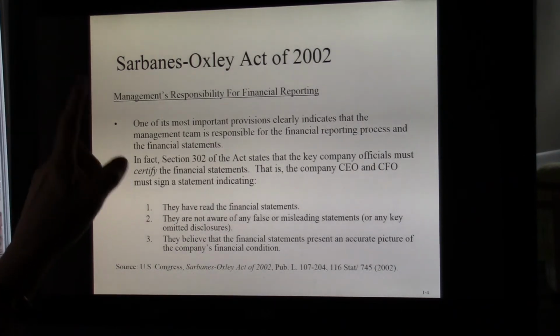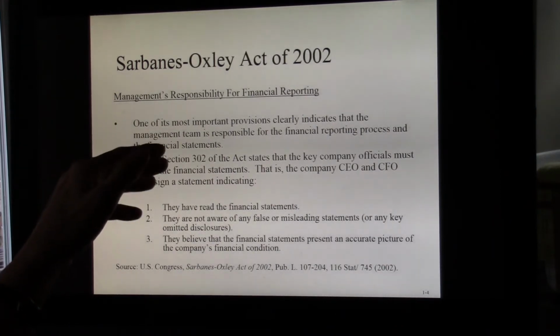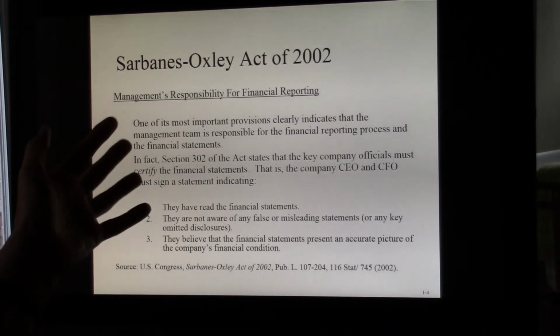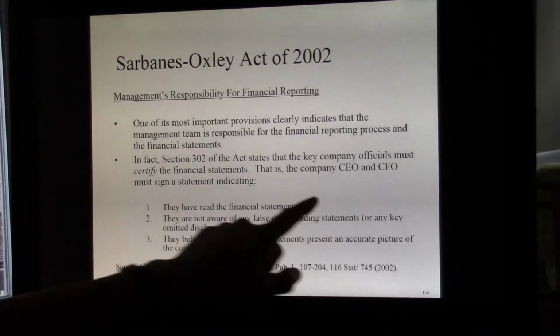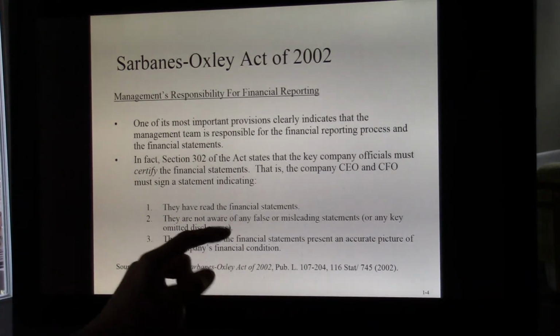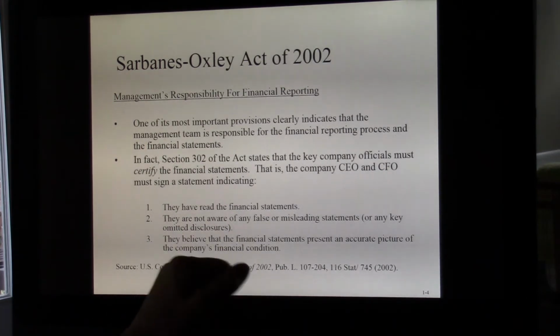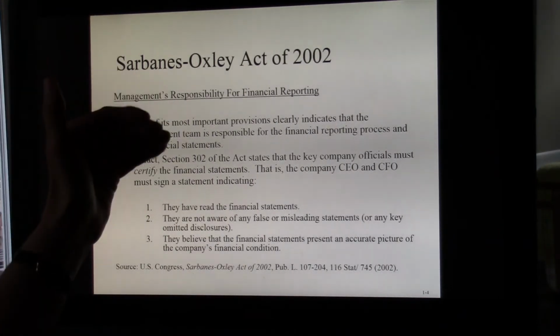And one of the issues with some of these companies that went over back around 2001 was these CEOs and CFOs would say, oh, I didn't really cheat on those financial statements. I didn't know what they said. I didn't even read them. So now Sarbanes-Oxley says the CEO and CFO have to read them. They have to state that they've read them. They have to state they're not aware of anything misleading, and they believe it presents an accurate picture of the company. So public companies now hold the CEO and CFO responsible for the financial statements. They're responsible for preparing them, right?